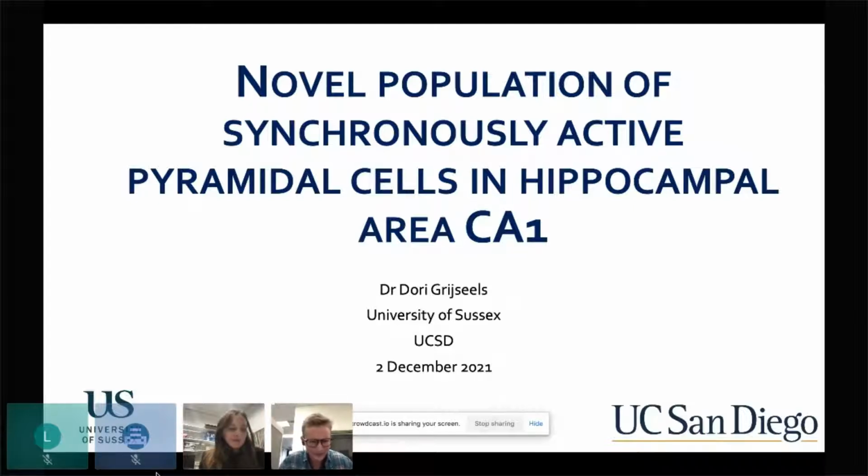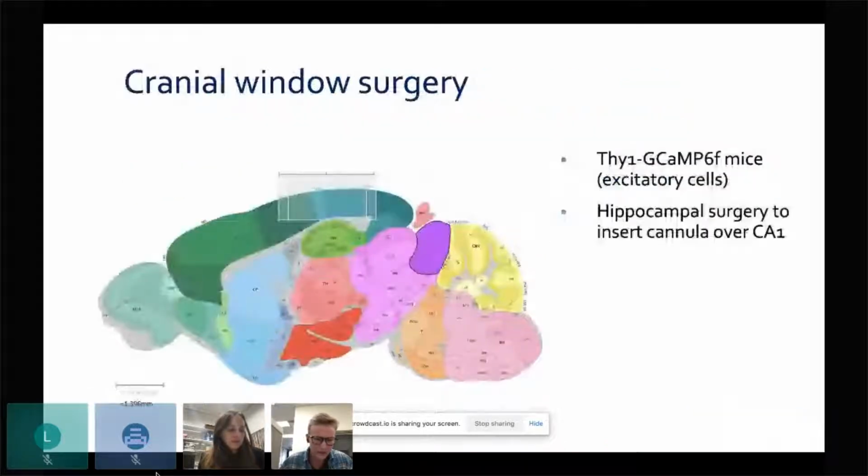But we're here. So what I want to talk about is this population of synchronously active pyramidal cells that we found in hippocampal CA1. Next slide, please. So what I was doing is working on another project, and we had these Thy1 GCaMP6f mice, meaning that they have fluorescence in the excitatory cells. We were doing a hippocampal surgery to insert a cannula over CA1. This gives us a window just over CA1 where we can do two-photon imaging on these pyramidal cells in hippocampus.